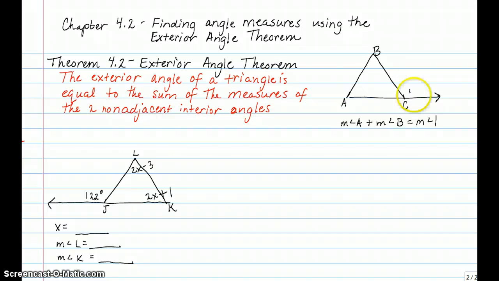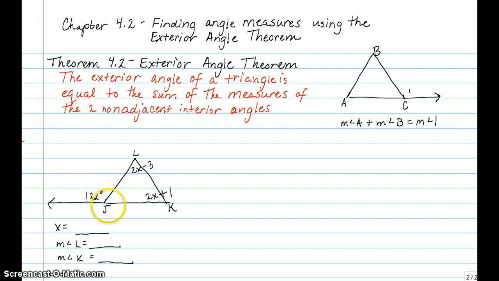So if you look at this picture here, and I'll go around it, this is the exterior angle 1. And the interior angles that are not adjacent, C is the adjacent interior angle. The ones that are not adjacent are B and A. Therefore, the measure of angle A, right here, plus the measure of angle B, right here, is going to give you this exterior angle, the measure of angle 1. So we're going to use that in more of an algebraic context.